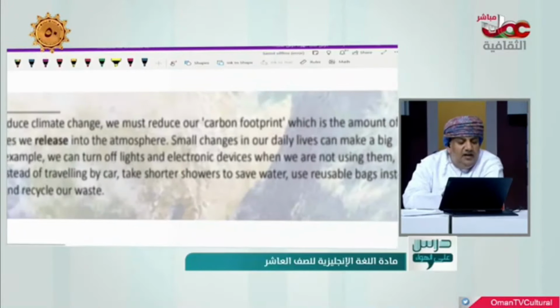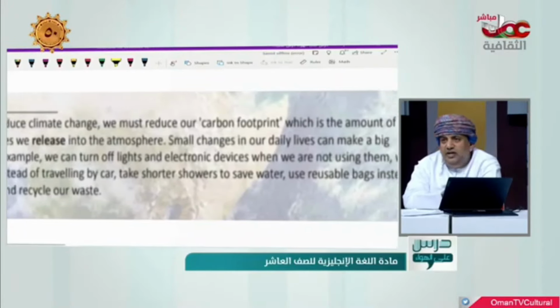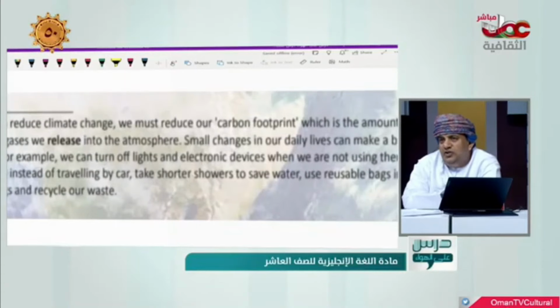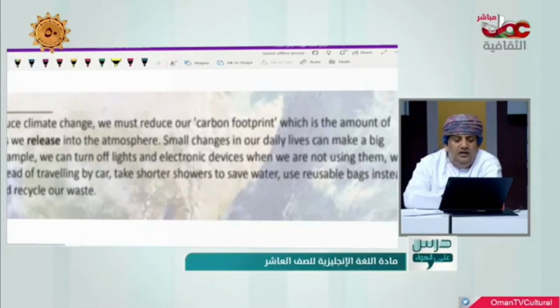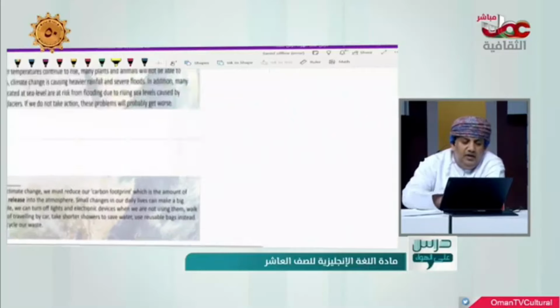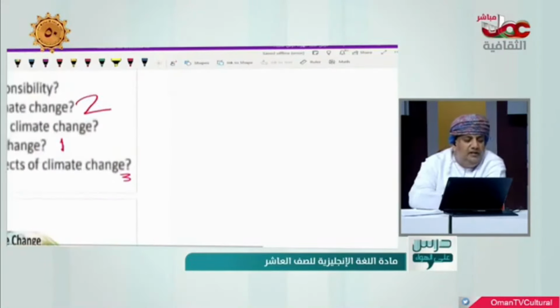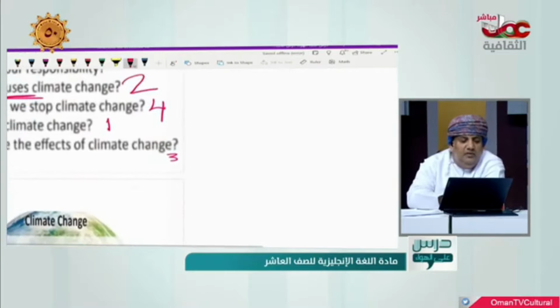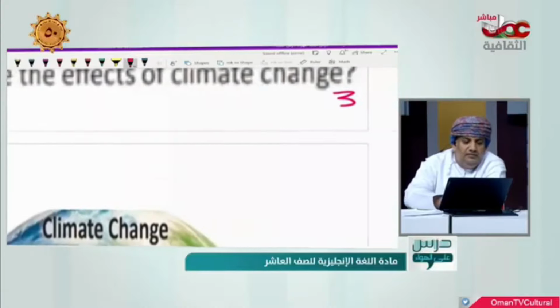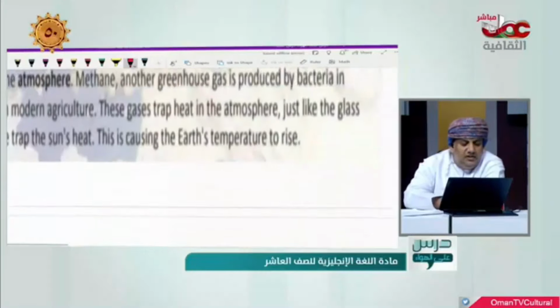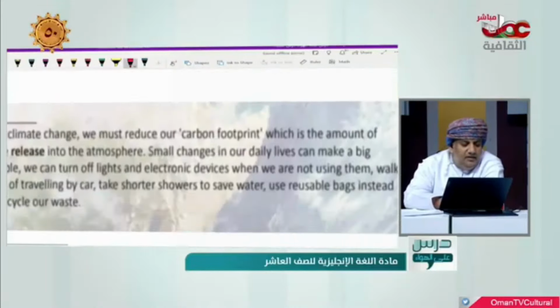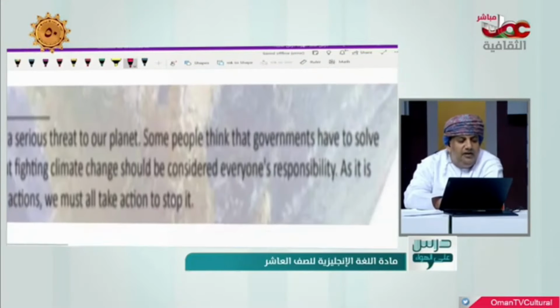And recycle our waste. So here he gave us some solution. How can we stop the climate change? Okay. So the best answer here is number C. So this is number 4 will be. How can we stop the climate change? So let's look at the final paragraph here, the last paragraph.